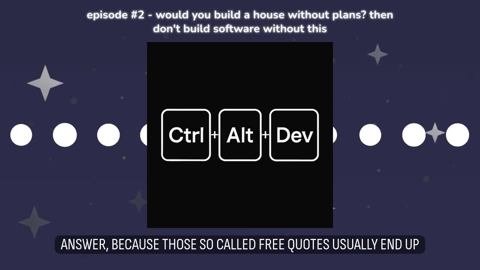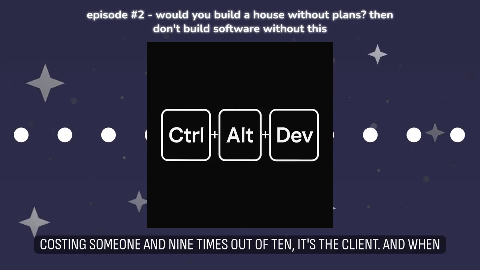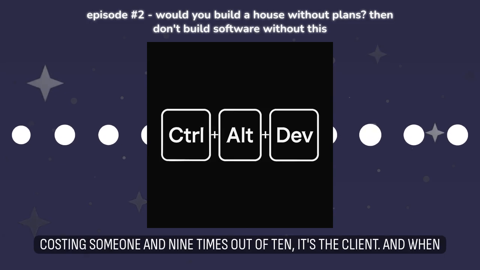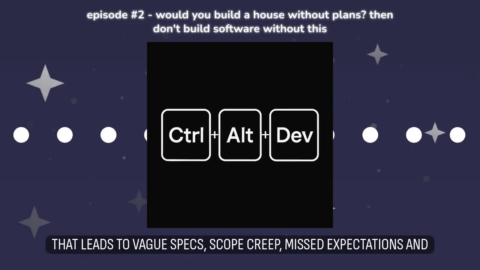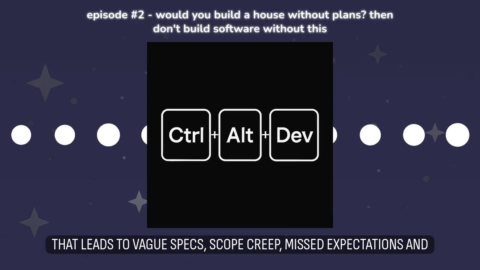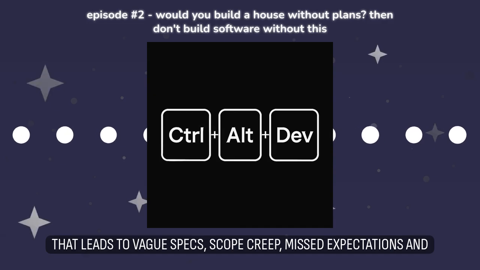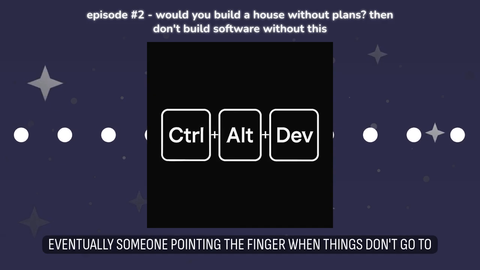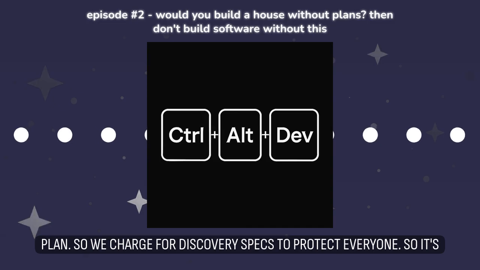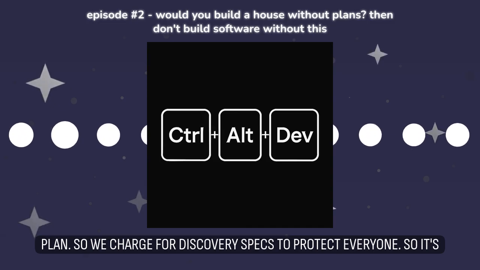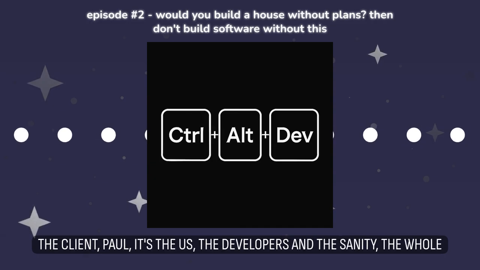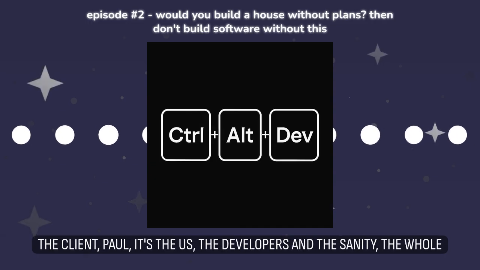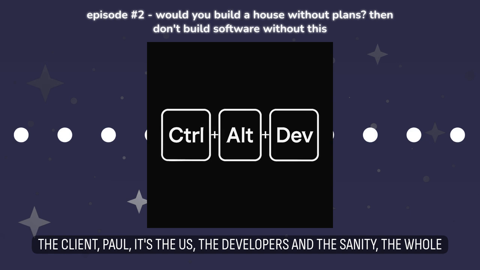So the short answer: because those so-called free quotes usually end up costing someone, and 9 times out of 10, it's the client. When you skip the proper discovery phase, you're working on assumptions that lead to vague specs, scope creep, missed expectations, and eventually someone pointing the finger when things don't go to plan. So we charge for discovery specs to protect everyone: the client, us, the developers, and the sanity of the whole project.